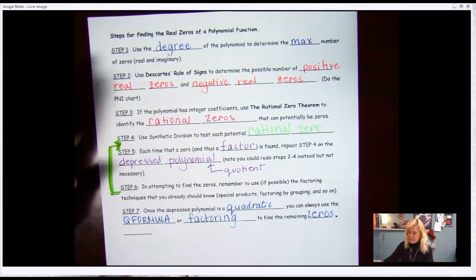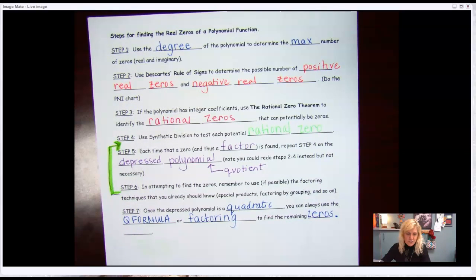Okay, so that's going to be the steps. Make sure you write all of those in, and we'll actually look at an example now.